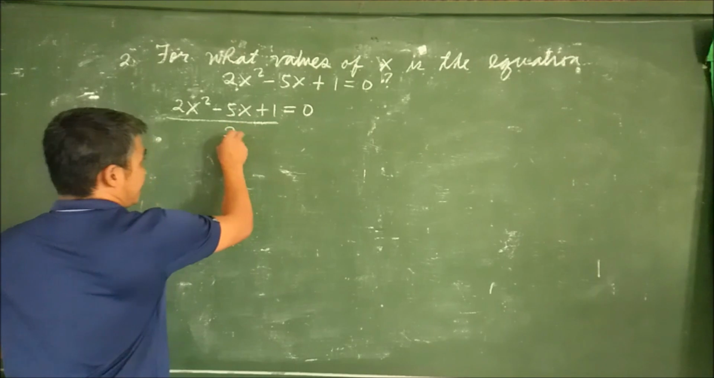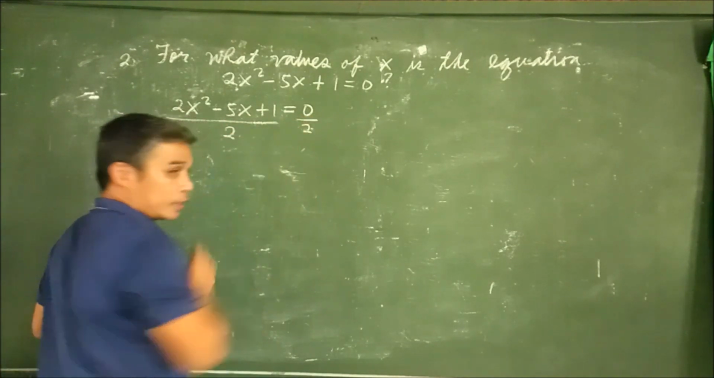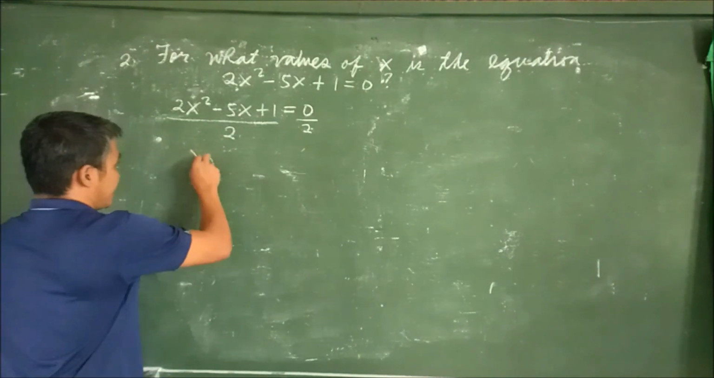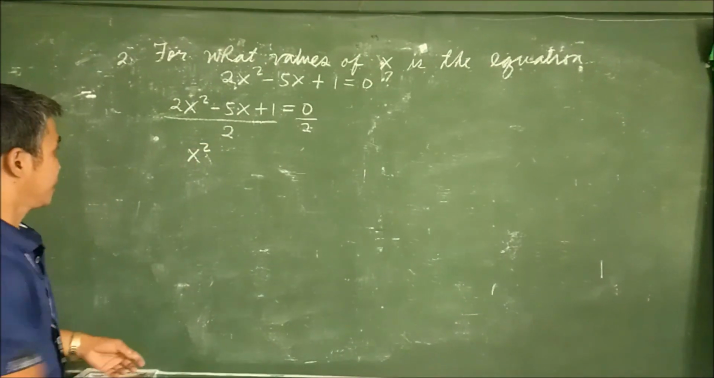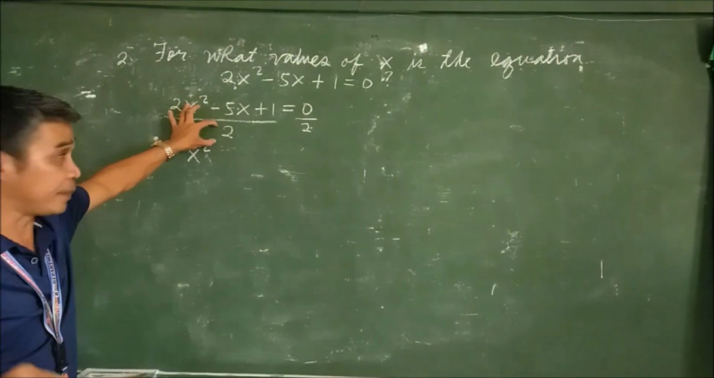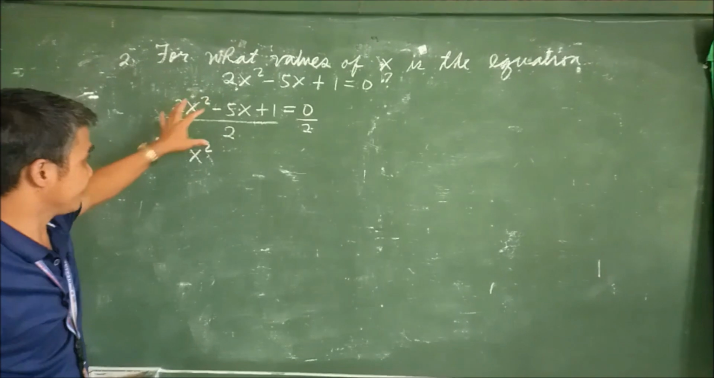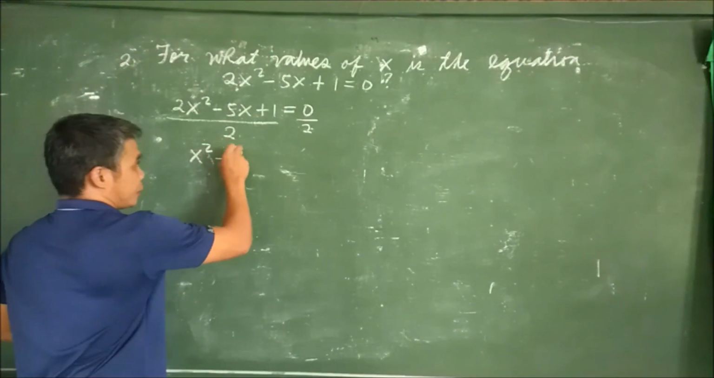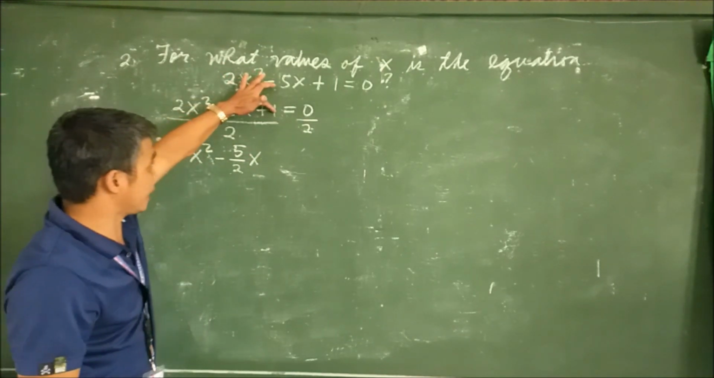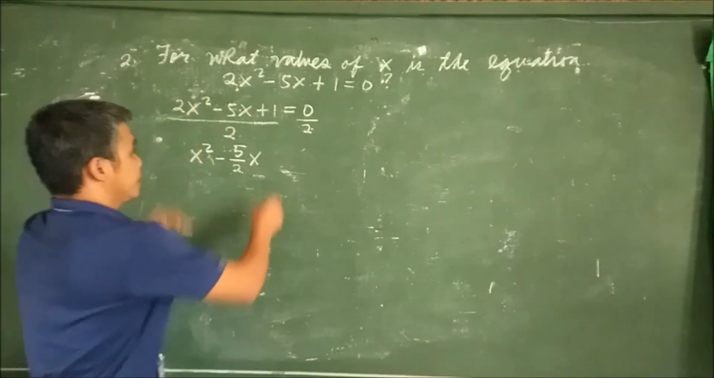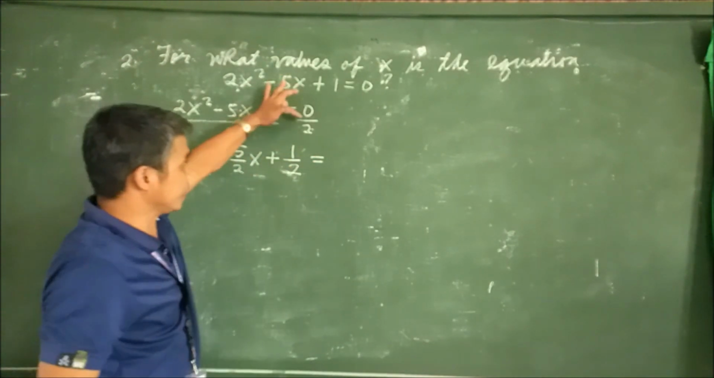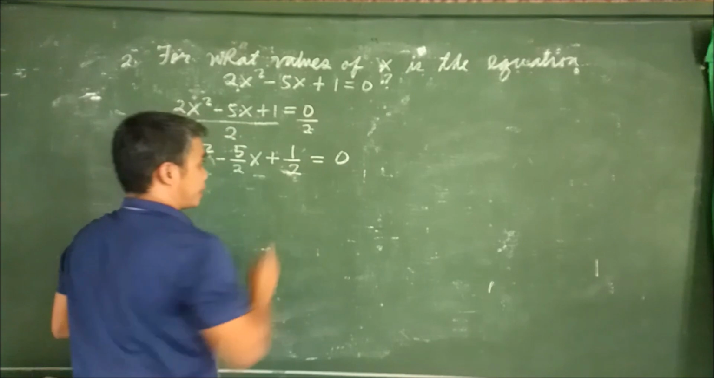Kaya i-divide natin, divided by 2, then divided by 2. Then 2 divided by 2 equals 1. Kaya magiging x squared na lang. Okay, yung sa gitna naman, negative 5 divided by 2, hindi siya ma-divide dahil meron siyang remainder. Kaya mananatili siyang fraction. 5 over 2, then x. Then, ito naman, 1 divided by 2, ganun pa rin. Kaya magiging 1 half, which is equals to 0 divided by 2 is equals to 0.